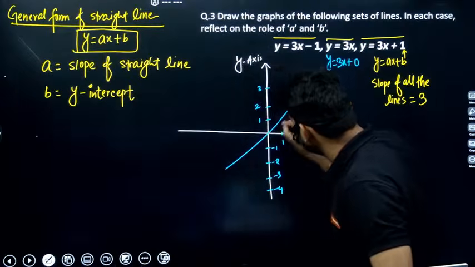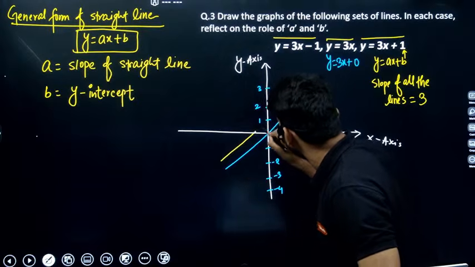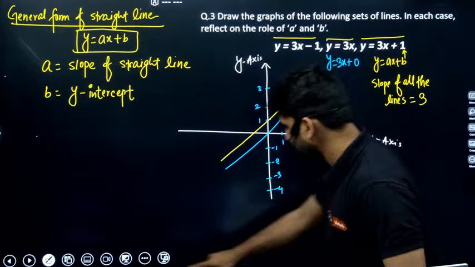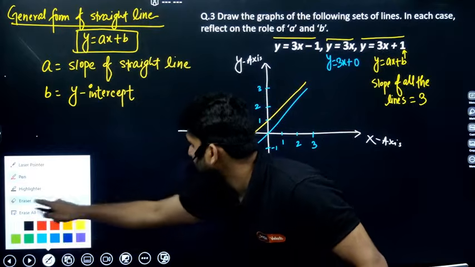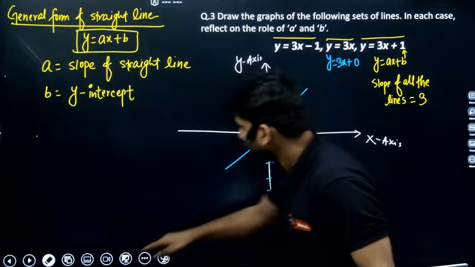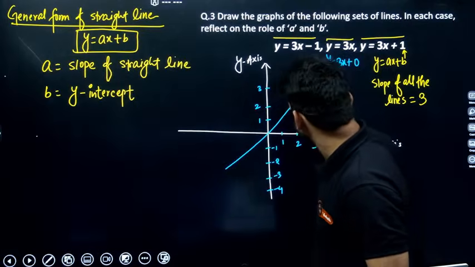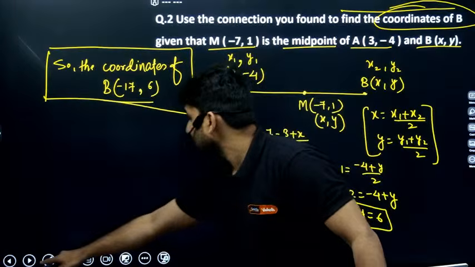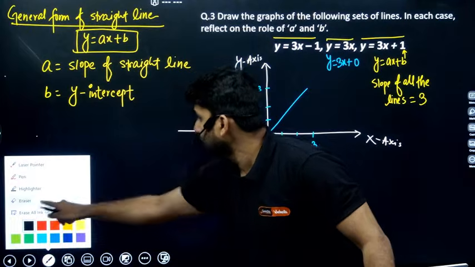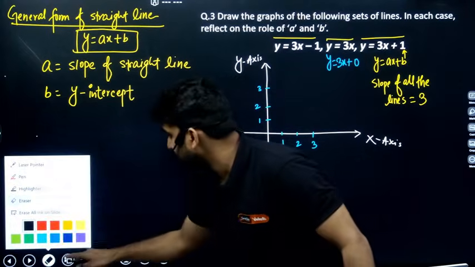So this line will go like this. It should be parallel. Let me draw it again. It should be parallel, guys. Basically the blue line is a little tilted. So let me draw it again. It should be clearly visible to you all. Okay. I need to erase this again.